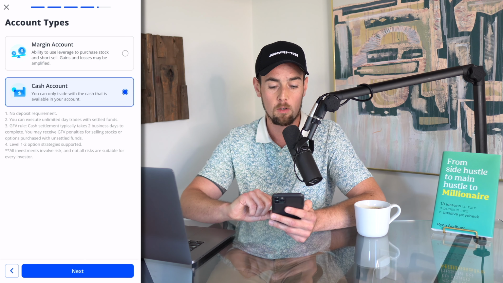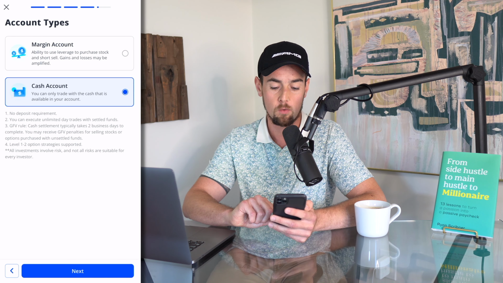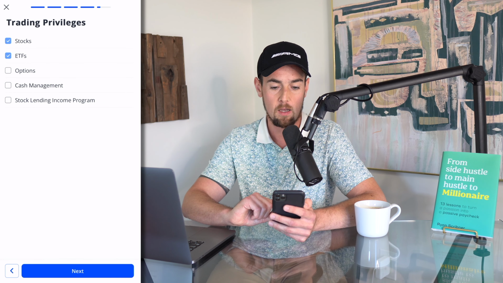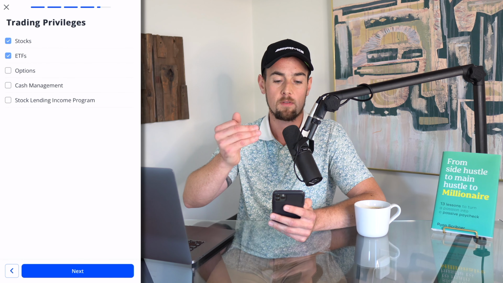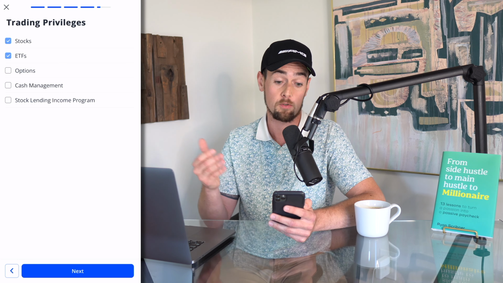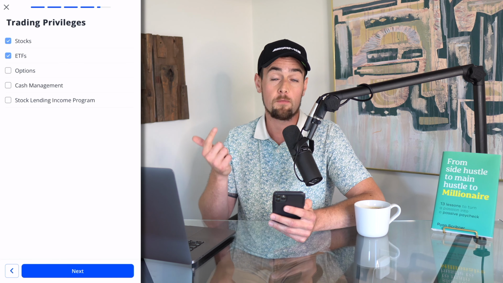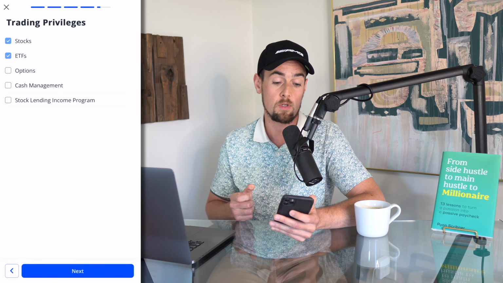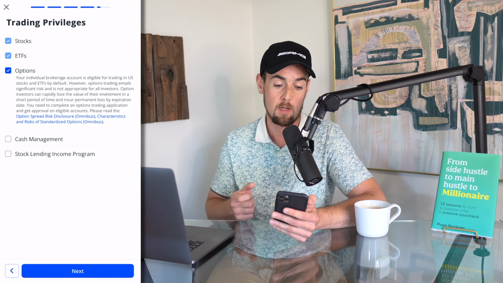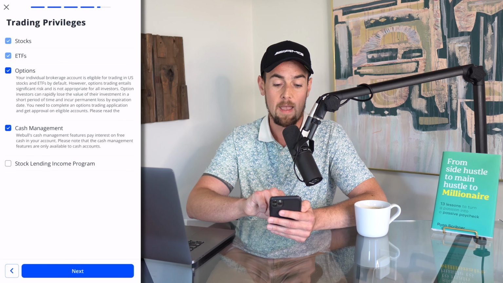That all looks good for now, so we're going to click on the blue next button to open a cash account. At this point, you can choose the different options that you want available to you. By default, I have stocks enabled as well as ETFs. If you do want to look at options trading, you can check that box. I'm going to do it just for demonstration purposes, as well as the cash management account.